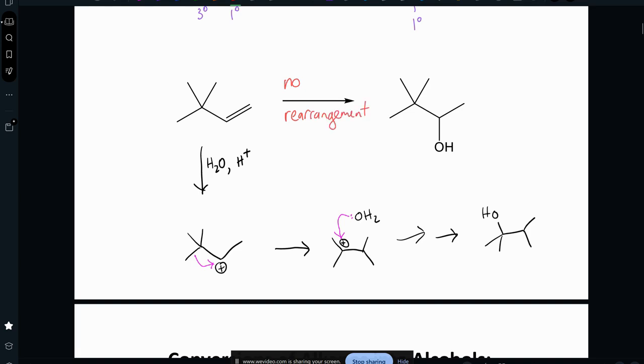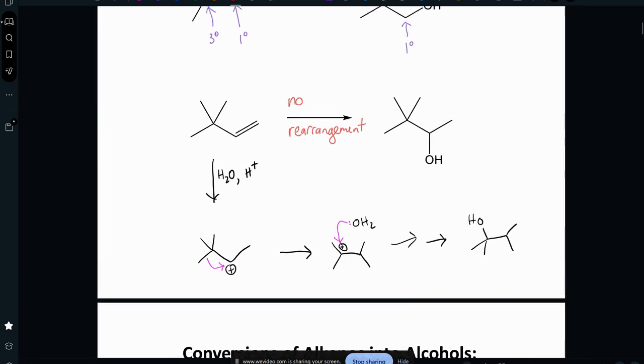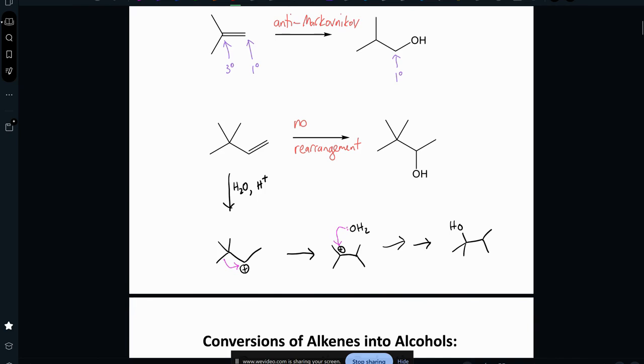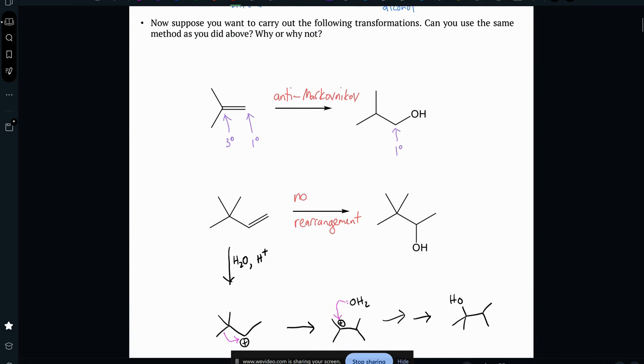But organic chemists are clever. When we have a reaction we'd like to carry out, we look for other ways to do it. Okay, so I'm going to show you two other ways to turn alkenes into alcohols. One will follow an anti-Markovnikov regiochemistry. The other one will still follow Markovnikov regiochemistry, but will avoid carbocation rearrangements.